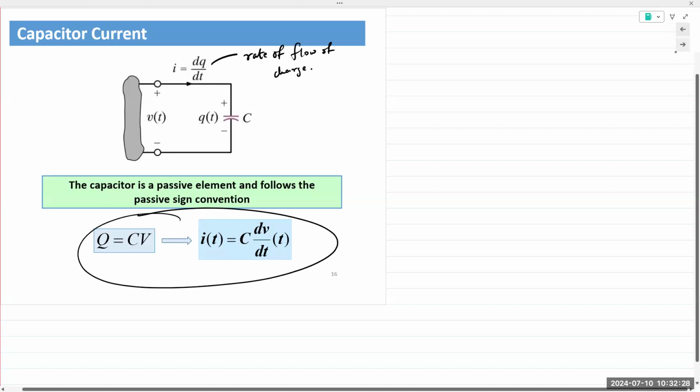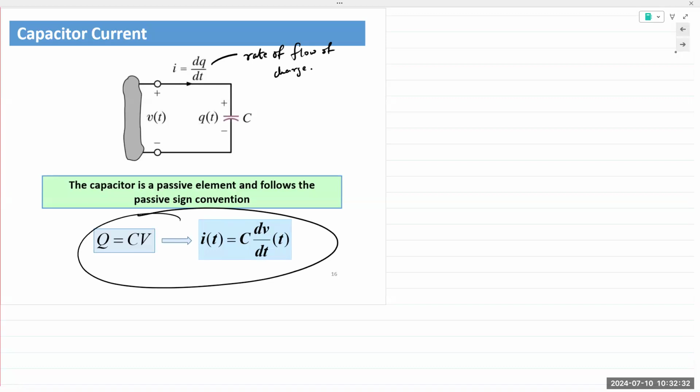dQ over dt. And that's where we get the primary capacitor equation. I is C dV over dt. That's where we get it from.